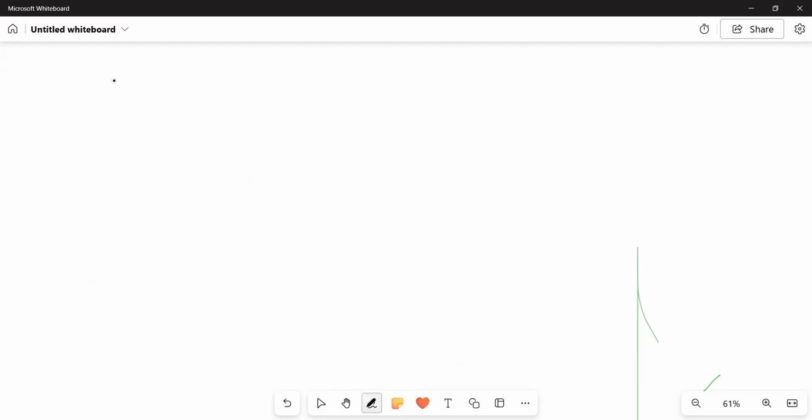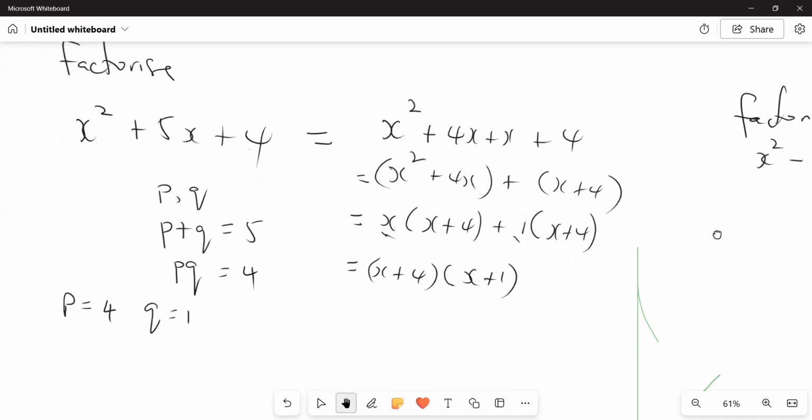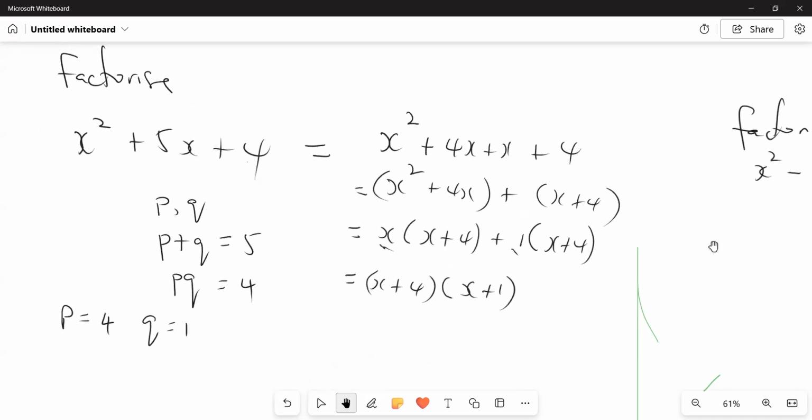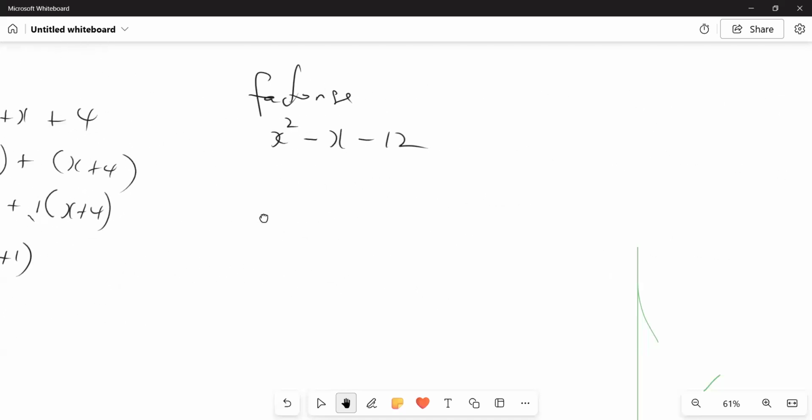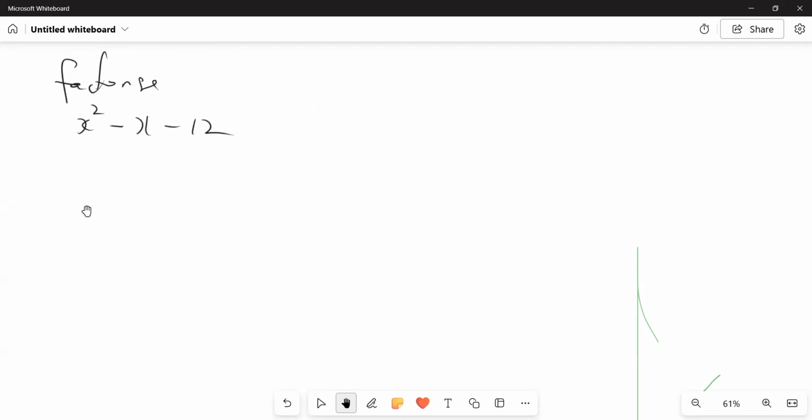Let's take another. Say you want to factorize x squared... Sir, can you please come back a little bit? Can you please bring back the equation on the screen a little bit, please? Yes, thank you. So let's see this one. So we want to factorize that, right?